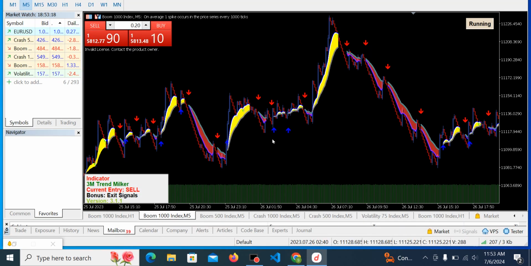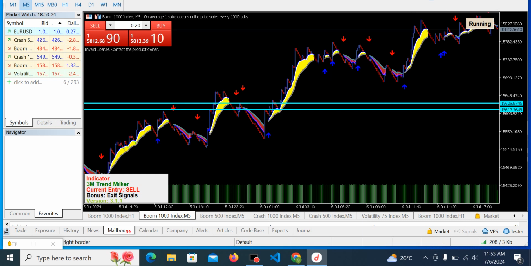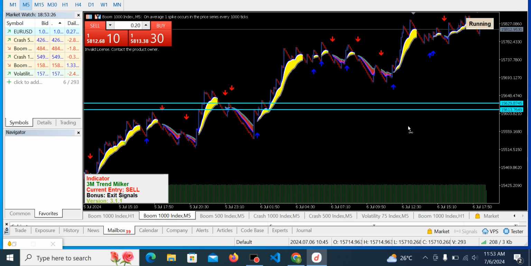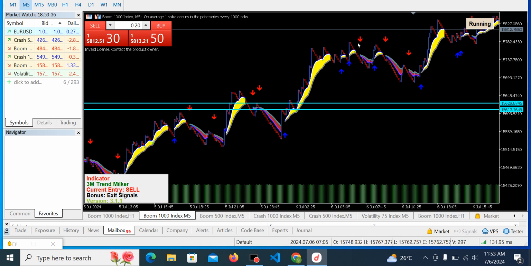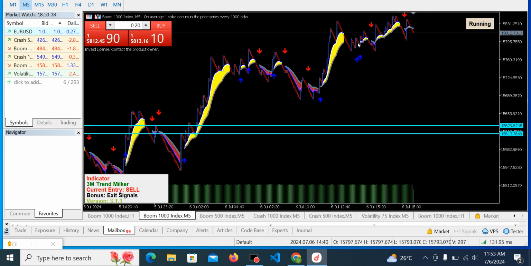So quickly, let's go straight into what we have right here, starting with Boom 1000. I'm on the 5-minute time frame using the 3M Trend Milka trading indicator to do my analysis. So guys, this had been an uptrend right from this support zone, and of course it got to this region, had a little pullback, went back up above that, and still had another pullback, and went back up. It's been more of an uptrend than a downtrend.